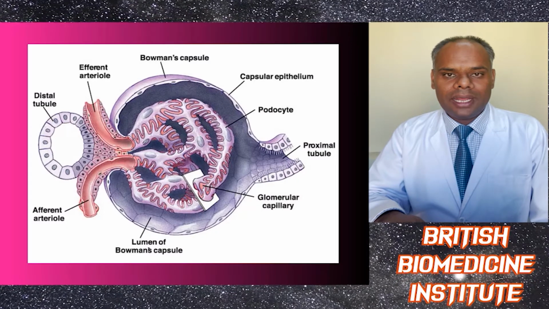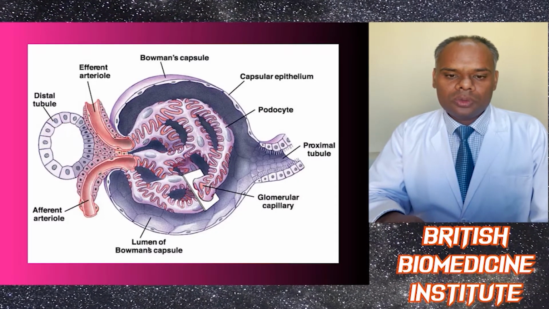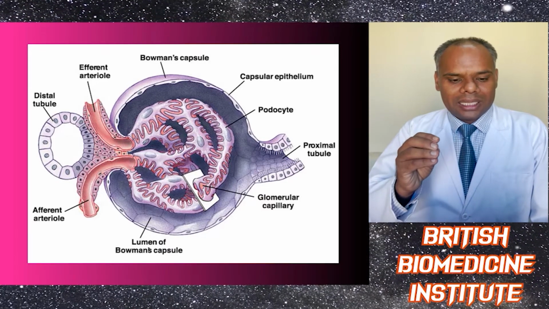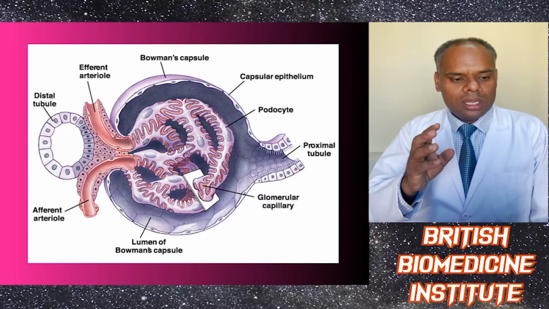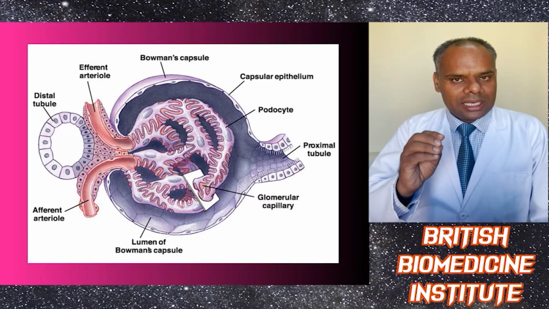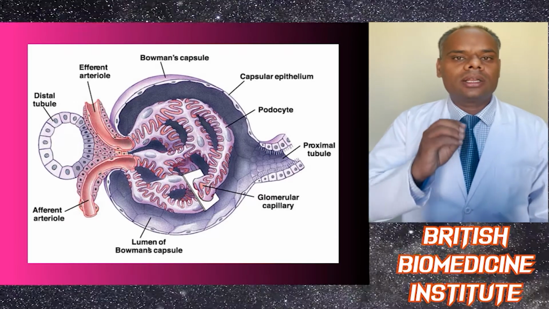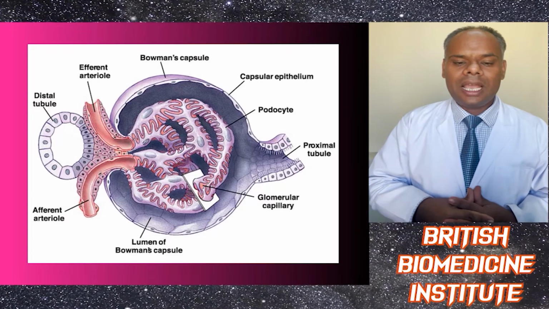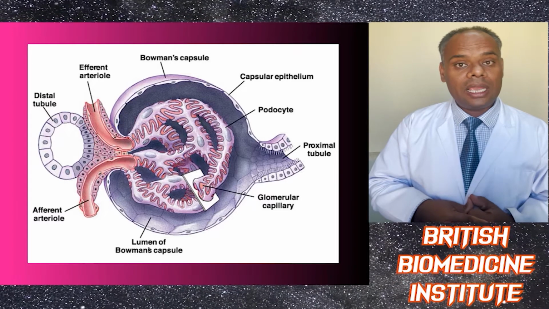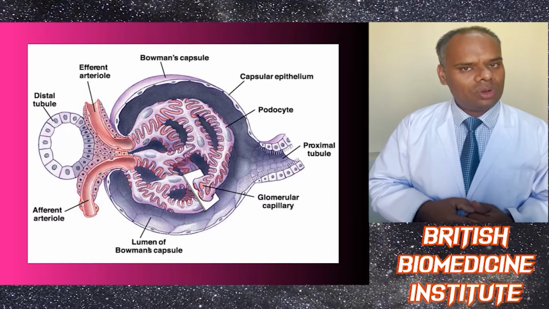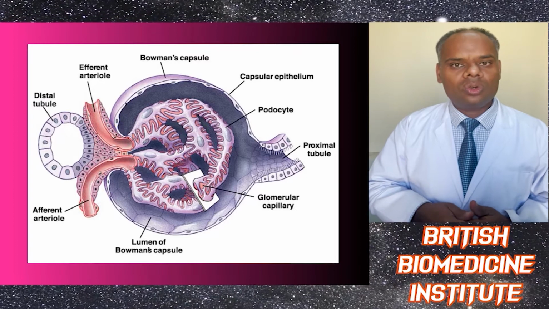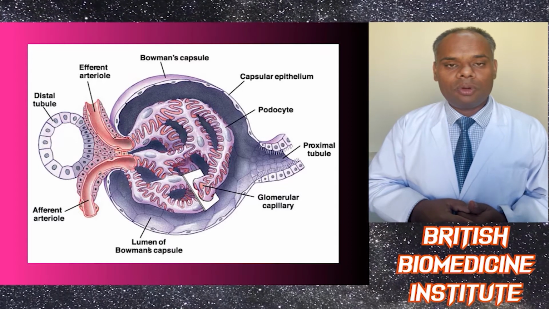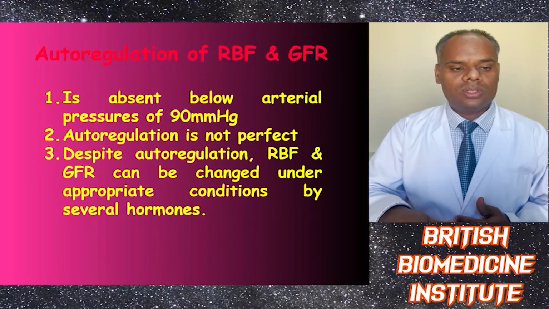So in the diagram, Bowman capsule, corpuscular epithelium, podocytes, proximal tubule, glomerular capillary, lumen of Bowman capsule, afferent arterioles, distal tubules, and efferent arterioles are clearly visible. So now comes the autoregulation. It is present between arterial pressures of 90 and 180 mmHg. Autoregulation is not perfect. Despite autoregulation, RBF and GFR can be changed under appropriate conditions by several hormones.